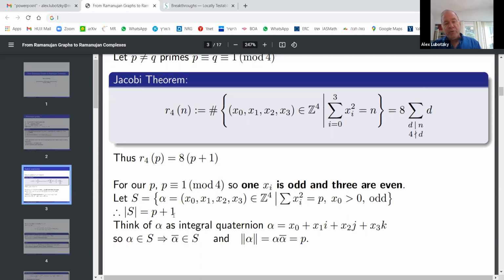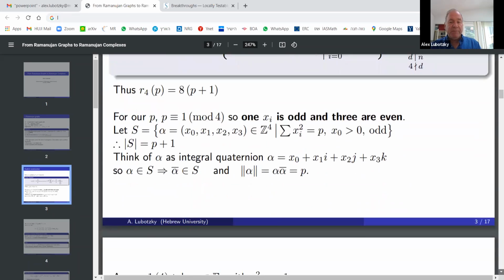The way I want you to think about it, that every alpha, every 4-tuple like that, is an integral quaternion, something of the form x0 plus x1 i plus x2 j plus x3 k. And with every quaternion alpha in the set S, we also get its quaternionic conjugate there, right? Moreover, the real meaning is that the sum of squares is equal to P. It means that the norm of alpha, namely alpha times alpha bar, is exactly P. So we got a set of size P plus 1.